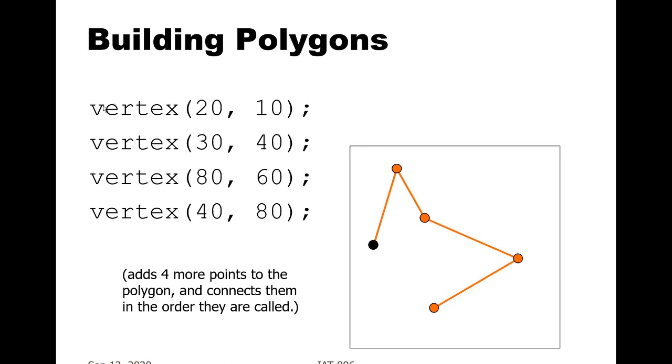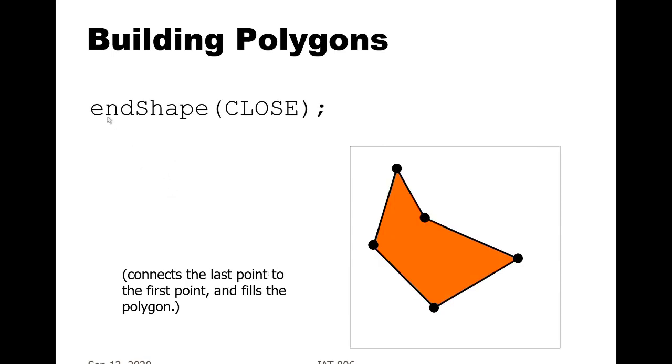Next, as we issue the subsequent vertex calls, the next vertex is (20, 10), the next one (30, 40), next (80, 60), and the last one here (40, 80). This adds 4 more points to the polygon being specified and puts them in the order in which those vertex calls are issued. Finally, when we call endShape with the argument CLOSE, that signals to the Processing system that it is now time to actually draw the polygon.